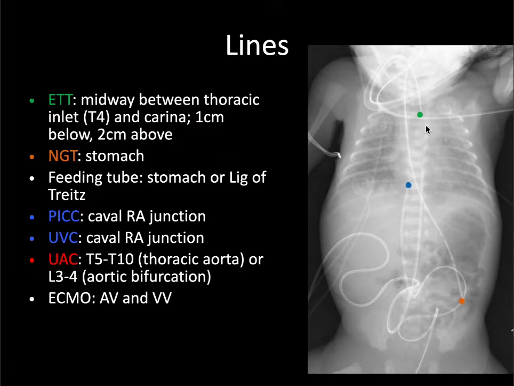PICC line should be at the caval right atrial junction, and also the UVC should be in the same spot. And the umbilical arterial catheter can be in two places. It can be in the thoracic aorta at T5, T10 level, or closer to the aortic iliac bifurcation at L3, L4 level. And ECMO cannulas can be arterial venous or venous venous, and we'll go over that.